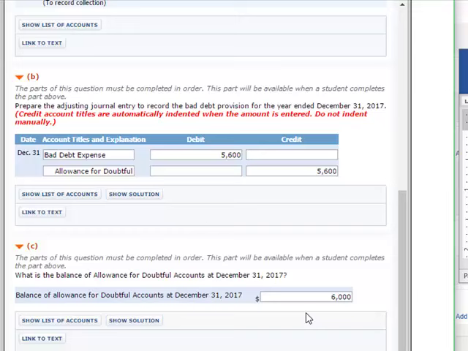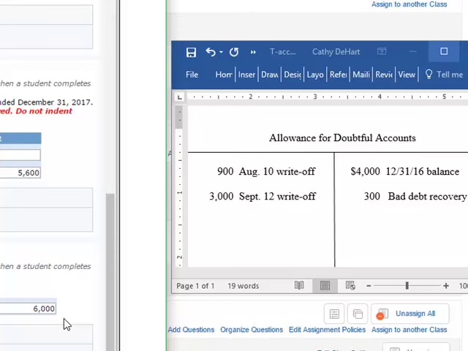So the last question asks, what is the balance of the allowance for doubtful accounts as of December 31st, 2017? So this one's easy now that we understand how this all works. After we post this adjusting entry, our balance will be $6,000. And that's exactly where we want it to be, because $6,000 represents our estimate of future uncollectible accounts.